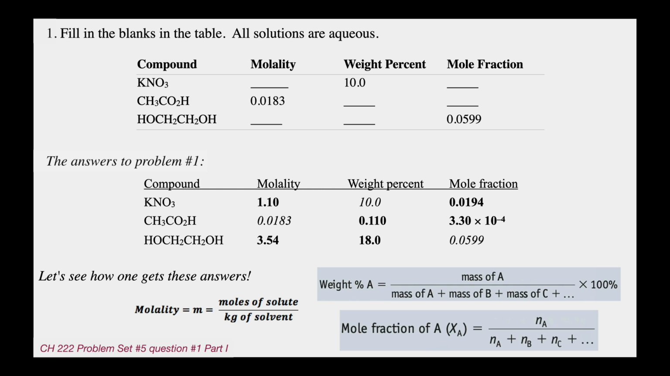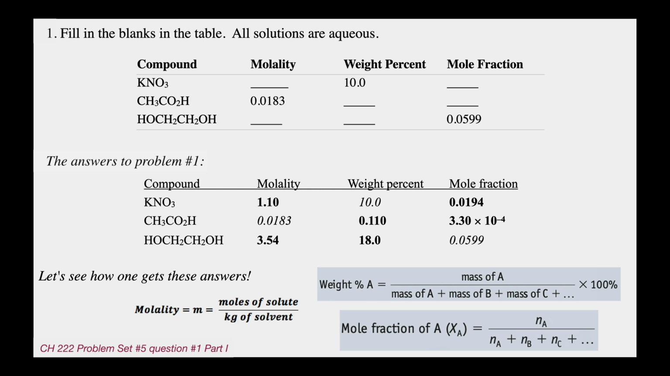To solve these problems, we need the definitions of molality, weight percent, and mole fraction. So molality, which gets the symbol little m, is moles of solute per kilogram of solvent. Weight percent of A in a mixture would be essentially the mass, grams of A, divided by grams of everything else. So if there's A, B, and C, you'd add them all together. If there's only A and B, then it would be grams of A divided by grams of A plus grams of B. You multiply this one by 100%. It is a percentage, no problem.